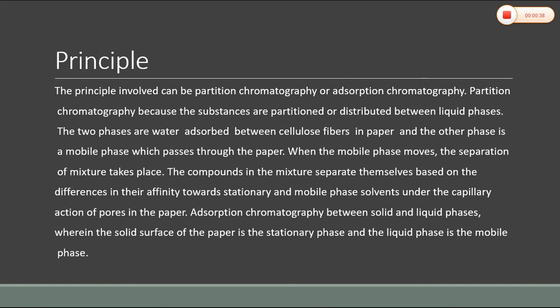Principle: the principle involved here can be partition chromatography or adsorption chromatography. Partition chromatography, because the substances are partitioned or distributed between liquid phases. The two phases are water adsorbed on the cellulose fibers in the paper, and the other phase is a mobile phase which passes through the paper.